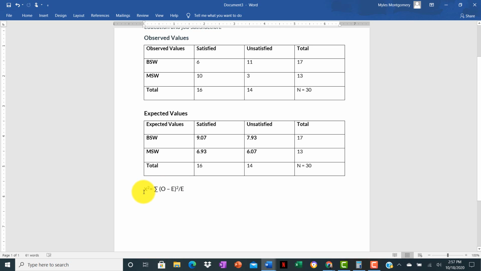So whenever you see an x squared, that symbol is for chi-squared. The Greek symbol for chi is actually an x. So chi-squared, and then we have a shorthand for the formula here, sigma, of course the sum of, observed value, so that's up here, the observed values are right here, okay, minus the expected values, okay, squared, so the difference between these is squared, divided by the expected value.